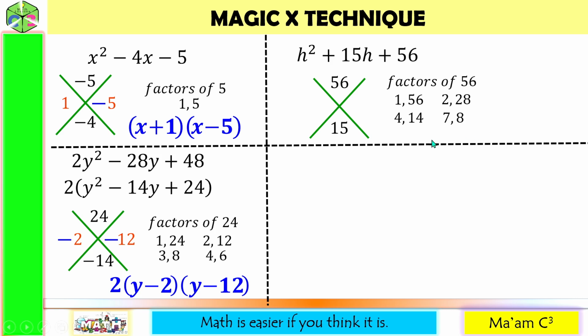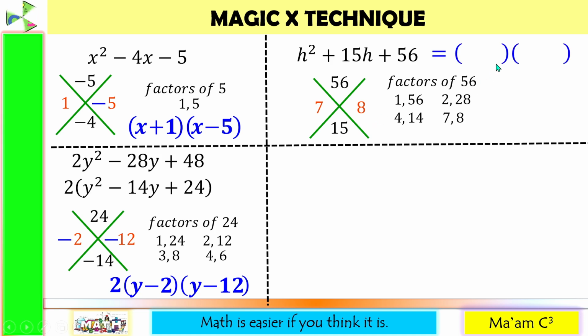For the factors, I'm going to choose one pair from this list. Which pair will possibly give me a sum of 15? That would be 7 and 8, because 7 plus 8 is 15. Now, for the sign of my factors, since the top number is 56, I could have both positive or both negative. Same signs when multiplied will give me positive 56. But since my bottom number is positive, then it means both of my factors are positive.